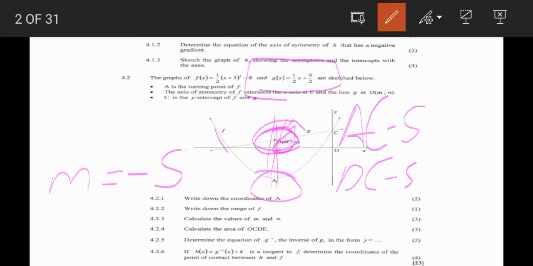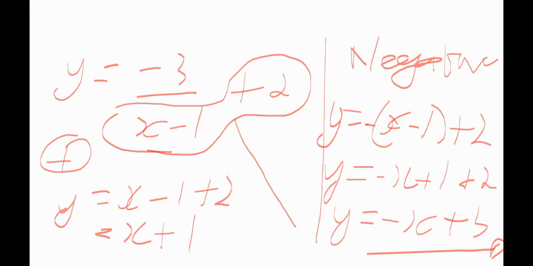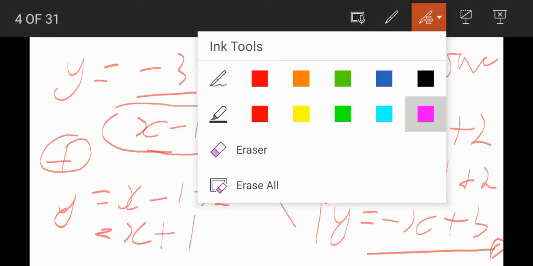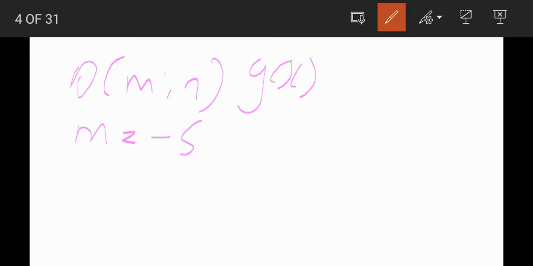So we can substitute the -5 as our x value, then we get the y, right? First of all, we have D given as (m, n), but m is equal to -5, right? Now the equation for g(x) is equal to 1/2 x plus 9/2.